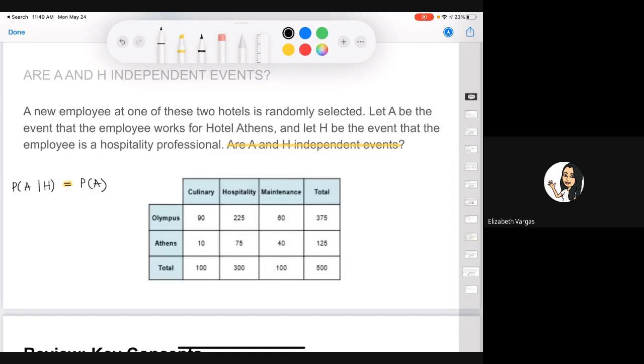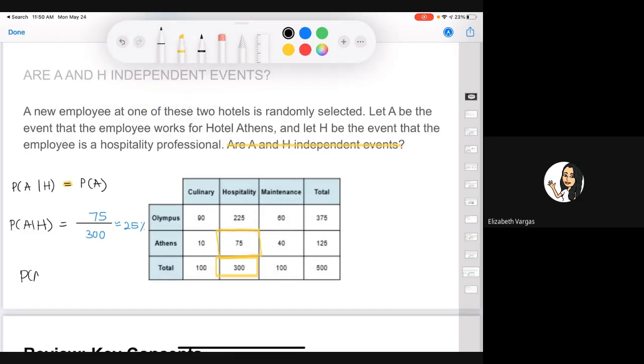Okay, give me one second. Okay. So probability of A given H. So I want the total number of people in hospitality. That's what H is. That is 300. And then those who work in Athens and work in hospitality, 75. So 75 over 300, that equals 25%.